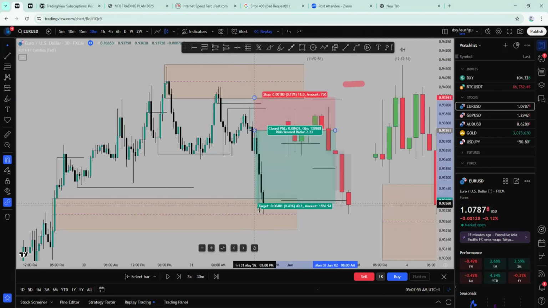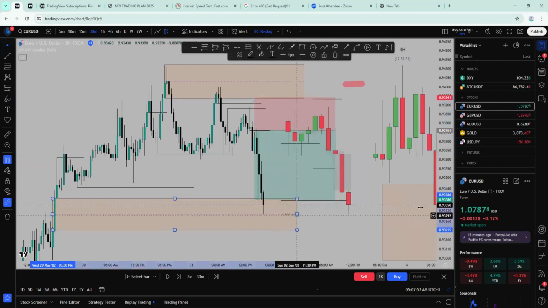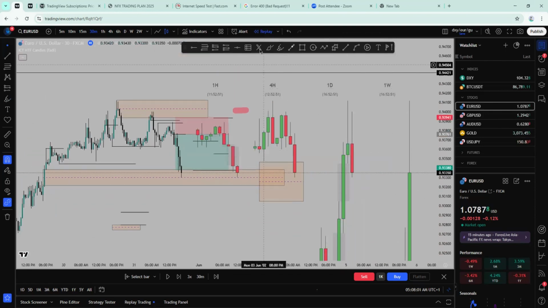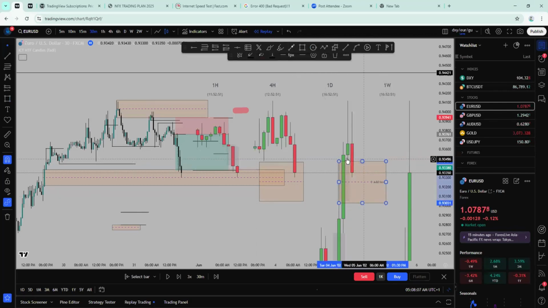Now I want to see how price reacts from this fair value gap. You can see that we have filled the daily fair value gap. We have filled the daily FVG. So I want to see the reaction of price now inside this key area. Okay, so let's see what happens.